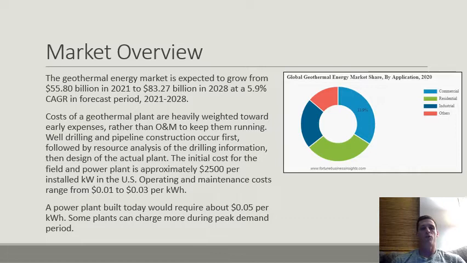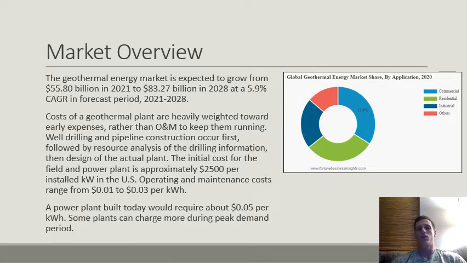So the market overview for this. The geothermal energy market is currently at $55 billion as of 2021, and they're expecting it to grow to about $83 billion by 2028. So almost a 6% compound annual growth rate for that market over the 7-year period.